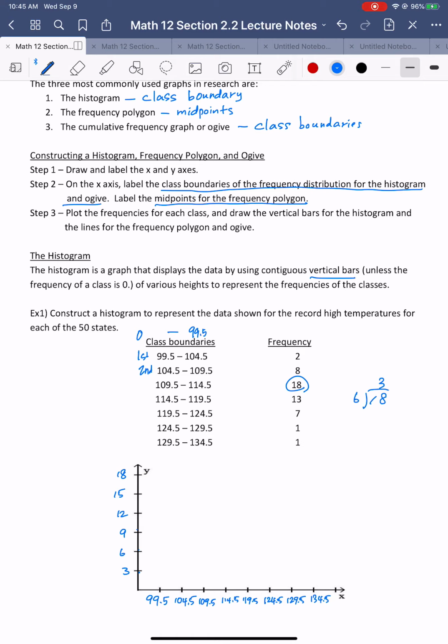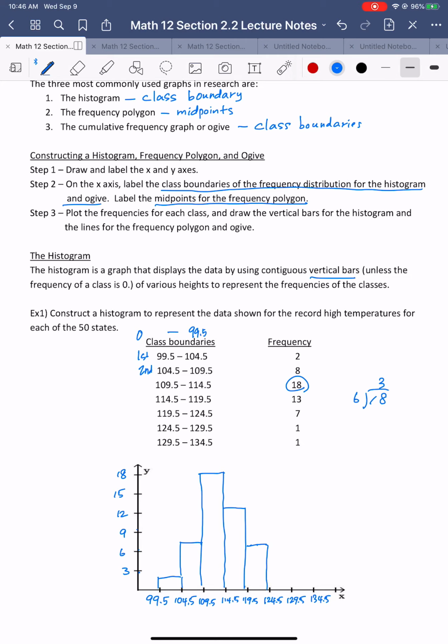So between 99.5 to 104.5 is a 2. So 2 is about here. And then 104.5 to 109.5 is 8. And then 109.5 to 114.5 is 18, which is the highest frequency. And the 114.5 to 119.5 is 13, so about here. And then 119.5 to 124.5 is a 7.